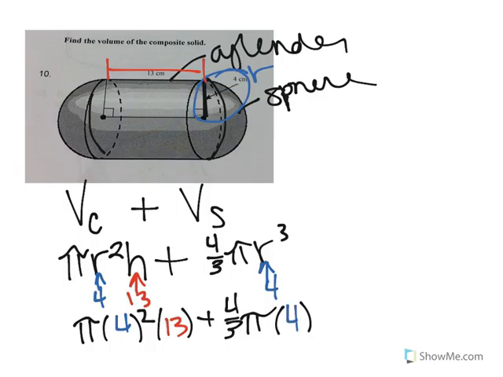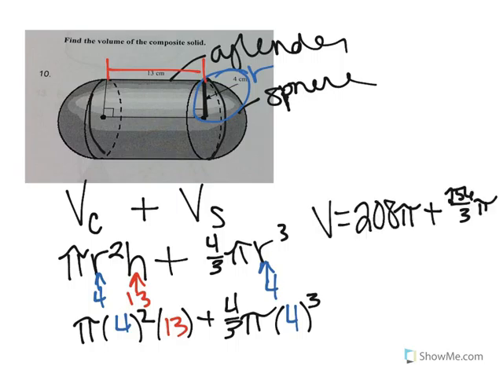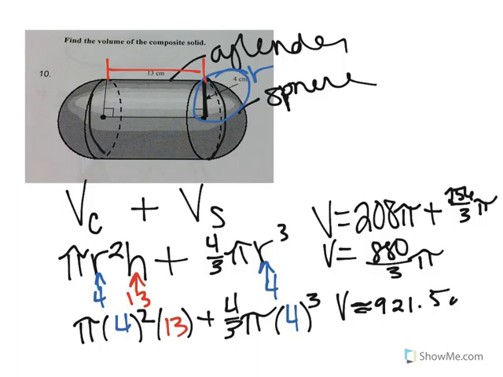Alright, so when you actually plug that into your calculator, in terms of pi, it's 208 pi plus 256 over 3 pi. And if you add those together, you get 880 over 3 pi. And when you multiply your pi, it's going to be approximately 921.5 centimeters cubed. Okay? Alright, that's it for 1 through 10.